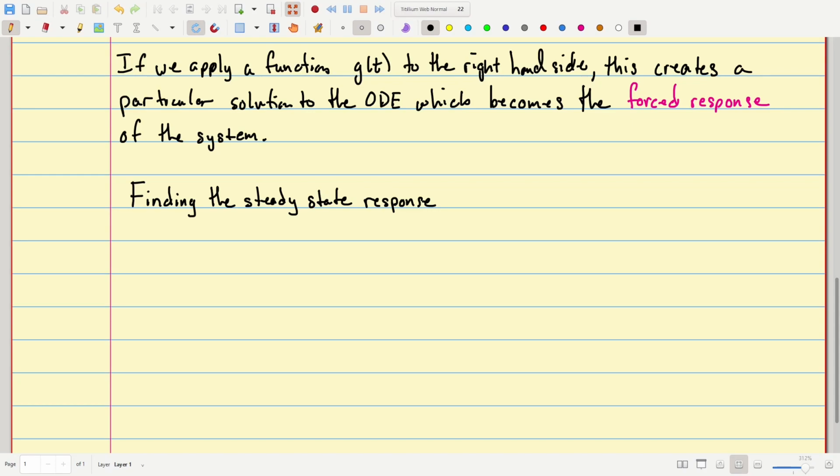Okay. So let us look at finding the steady state response. What we're going to have is this. I don't want to copy a bunch of stuff, so we're going to cheat.